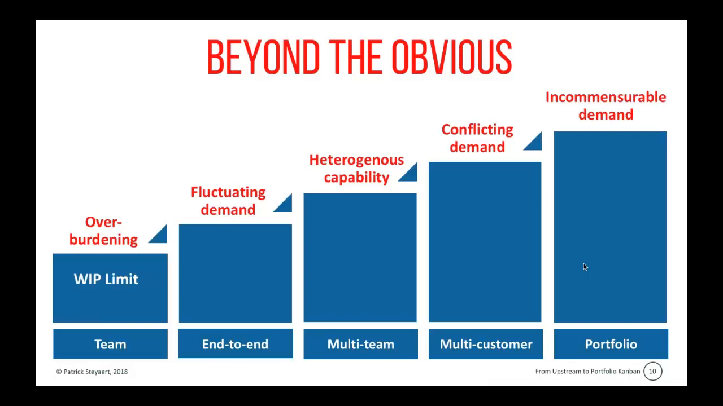We need to deal with fluctuating demand. We need to deal with heterogeneous capabilities. We need to potentially, in a multi-customer situation, deal with conflicting demand. And in a very uncertain situation, we also need to deal with demand that cannot be measured or judged by the same standards, so an incommensurable demand. So there's quite some challenges beyond overburdening that we need to tackle when we're talking about the portfolio level. And each of these challenges deserves a solution in its own.